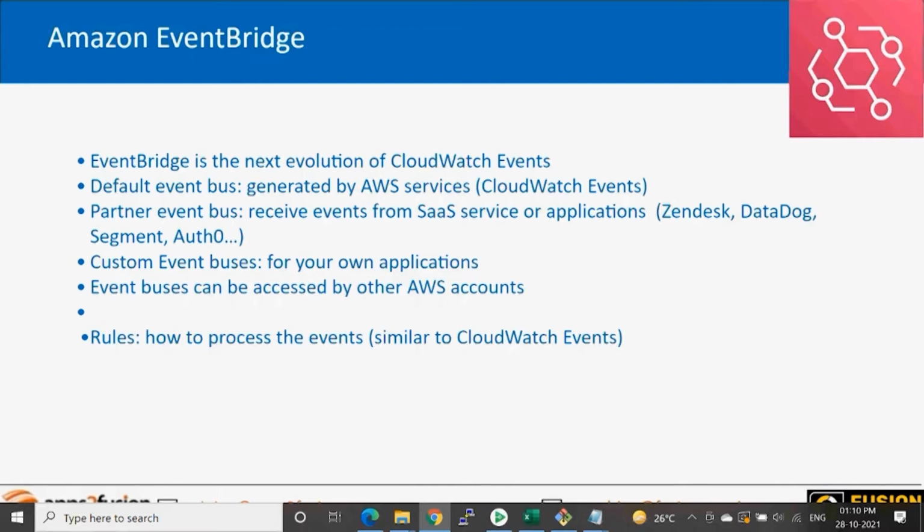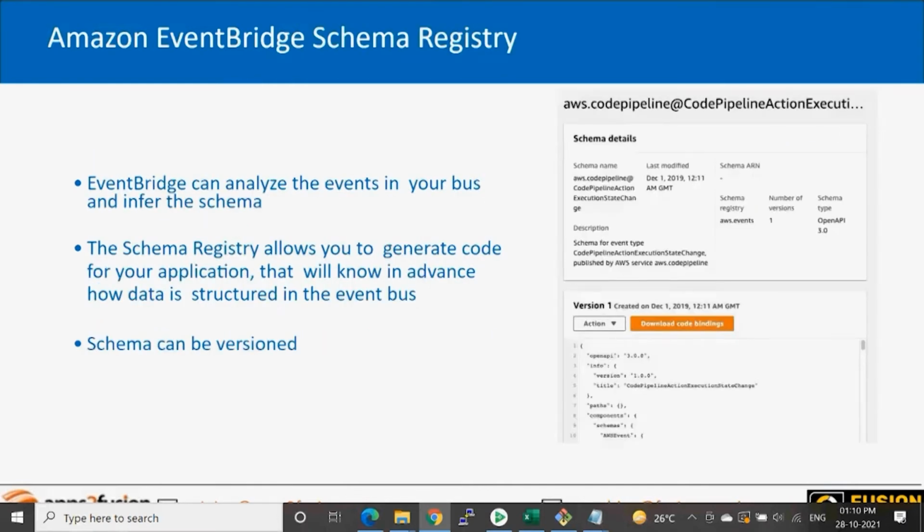One of the things is the schema registry. EventBridge can analyze the events in your bus and infer the schema. The schema registry allows you to generate code for your applications so that you will know in advance how data is structured in the event bus. The schema registry can be versioned.